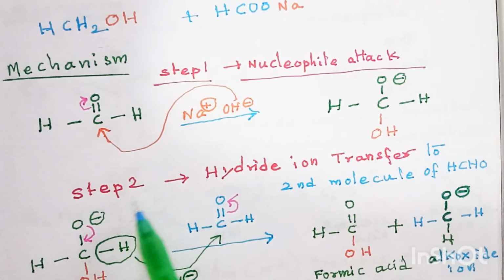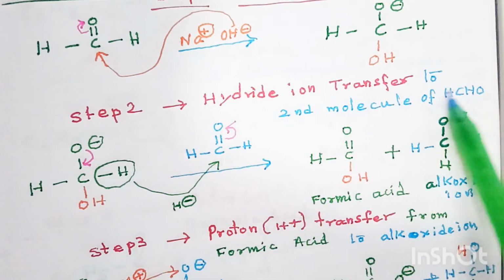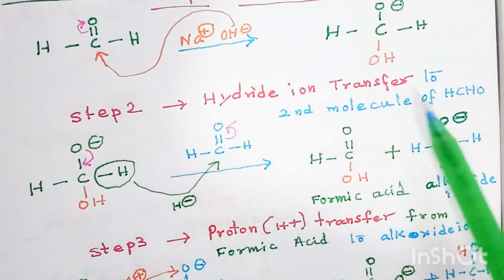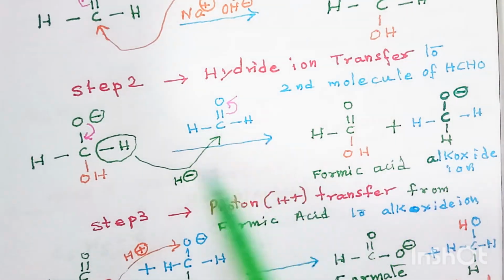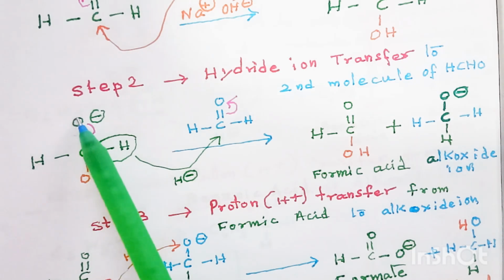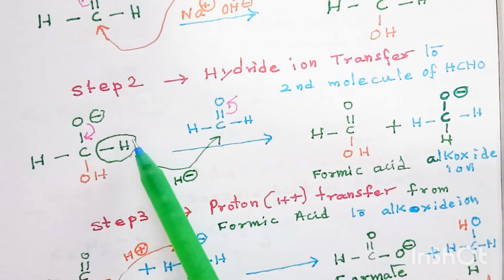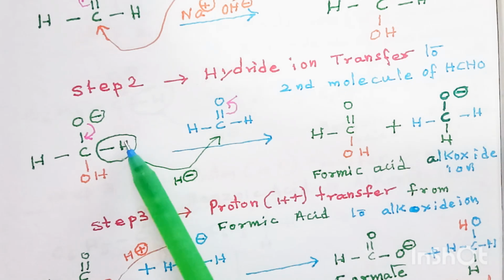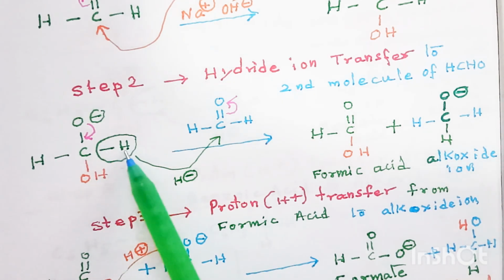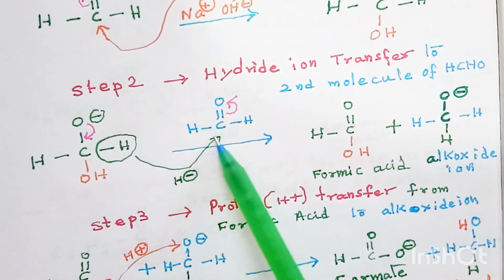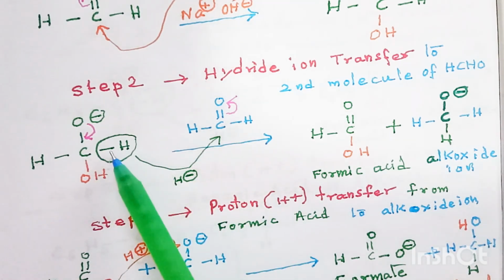In the second step, hydride ion is transferred to the second molecule of formaldehyde. How it is done, we'll see. Now these two electrons from O minus will return and form a bond here. So the negative electron density increases on this carbon atom, as a result of which this hydrogen atom along with the two electrons of the CH bond will go and attack the carbon atom of the second molecule of formaldehyde. This is hydride ion.